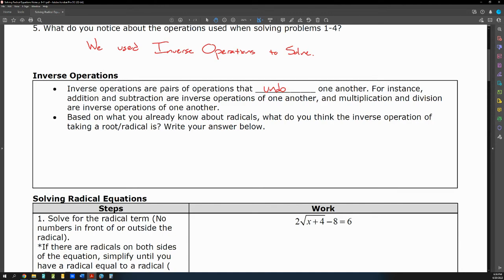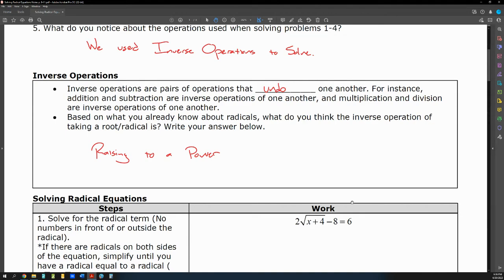Based on what you already know about radicals, what do you think is the inverse operation of taking a root or a radical is? Go ahead and write your answer below. The inverse to taking a root or a radical is raising to a power. So powers and radicals are inverse operations of one another. Okay, so when solving radical equations, we're going to be raising both sides to a power.